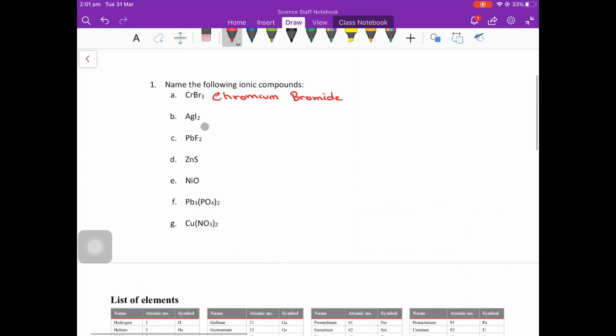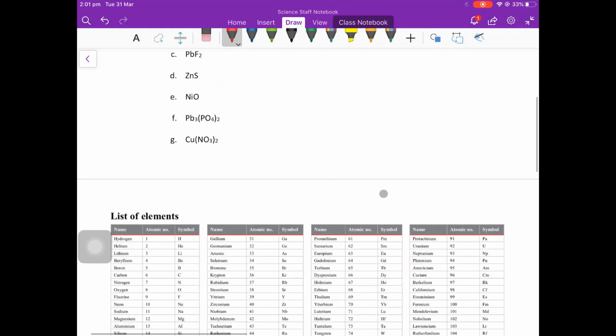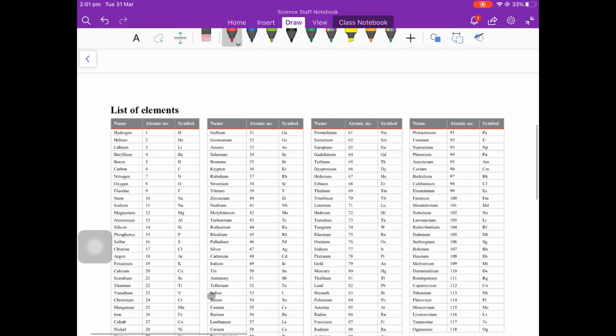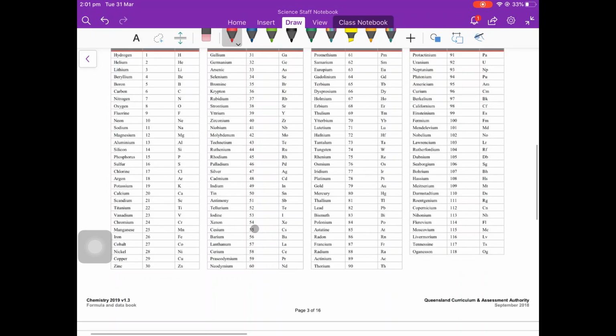Okay, let's scroll back up and try and name this. The cation will go first, and the name doesn't change. It's silver. And then the anion goes second, so it's iodide. Note that I've changed the ending, the suffix, to IDE instead of how iodine usually appears on the periodic table, as INE.